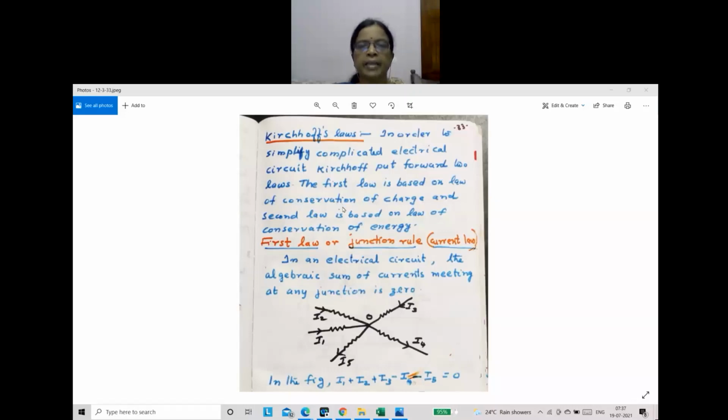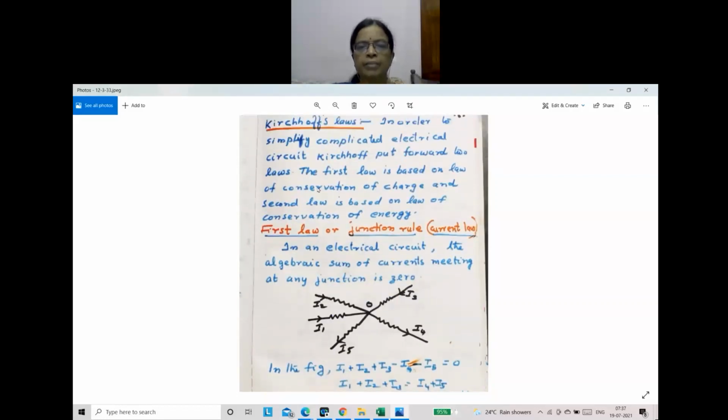So, in order to simplify complicated electric circuits, Kirchhoff put forward two laws. The first law is based on the law of conservation of charge, and the second law is based on the law of conservation of energy. So the first law is for conservation of charge, the second law is for conservation of energy. Okay, we can see the first law. The first law is very easy.